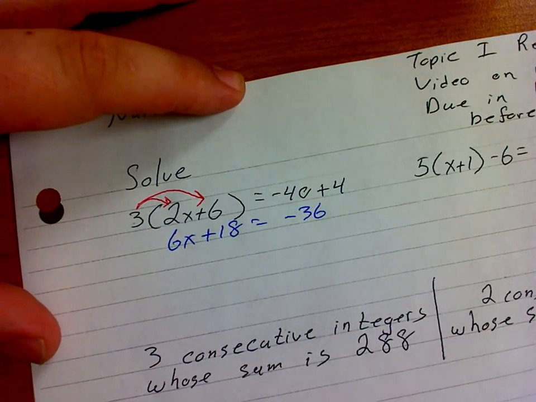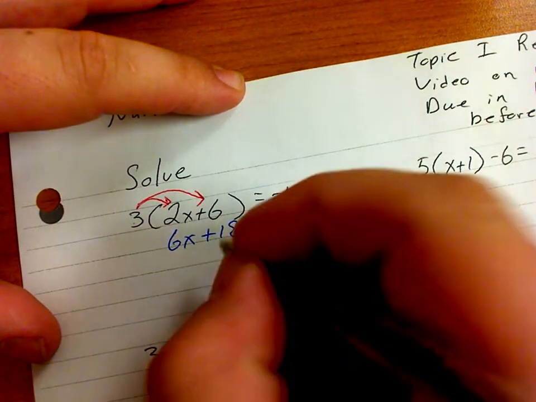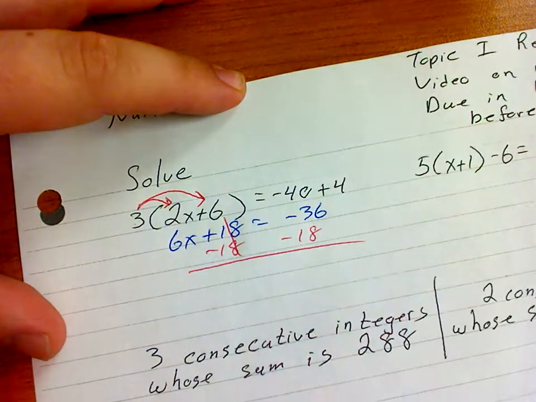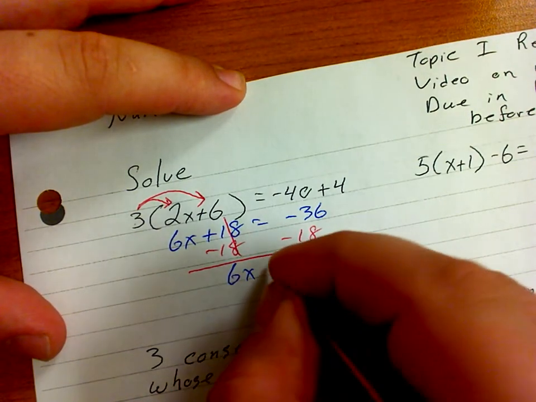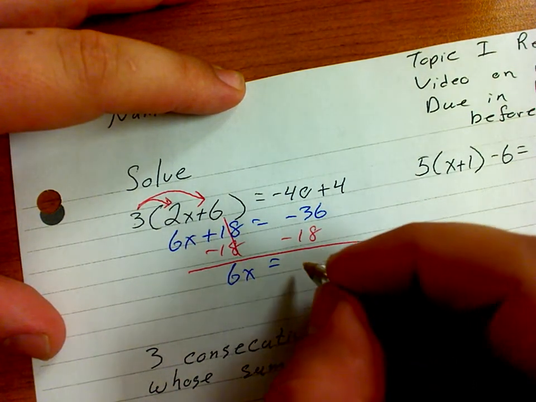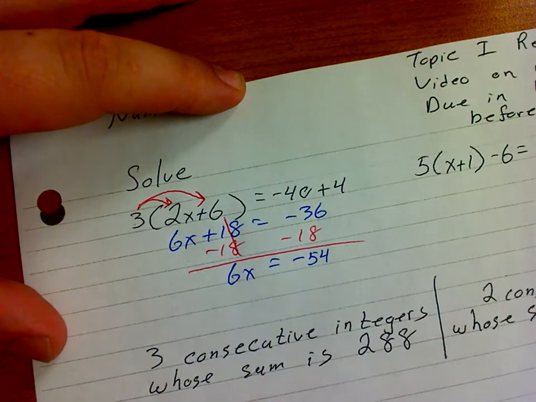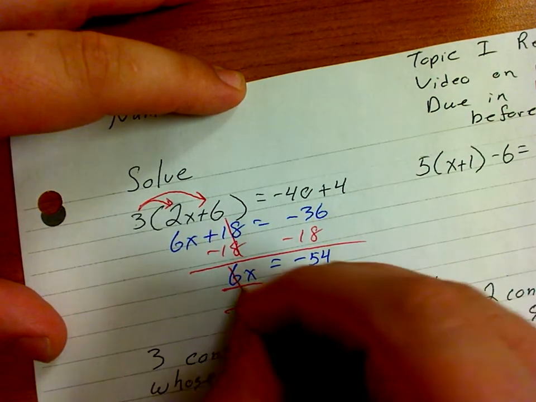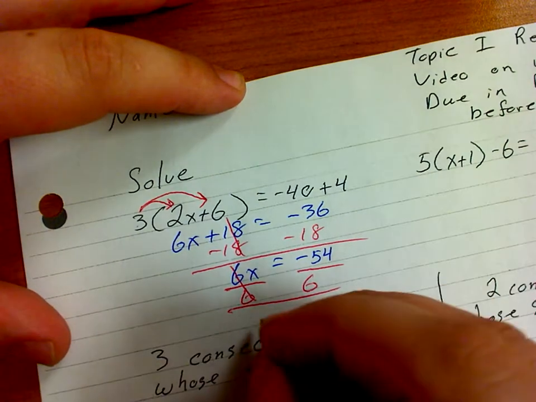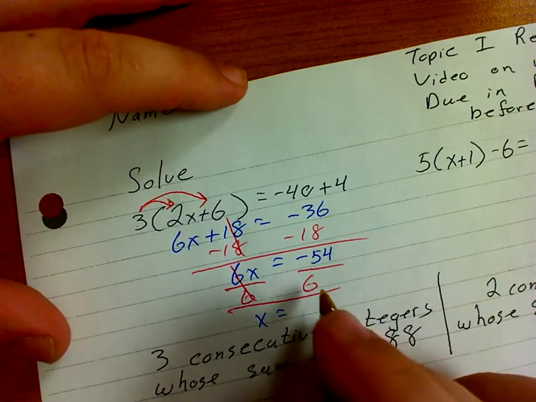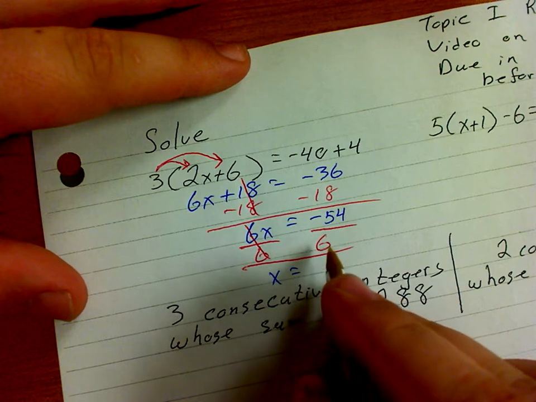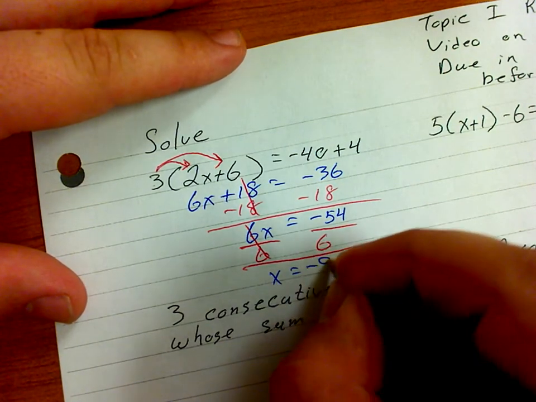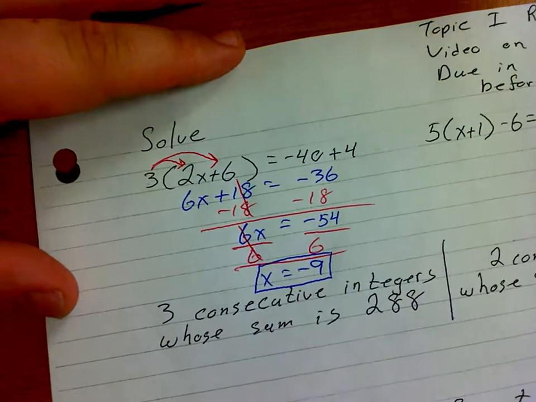Next, we got to get x by itself. So let's get rid of the plus 18 by subtracting 18 from both sides. The 18s on the left cancel out, leaving us with 6x equals negative 36 minus 18. That is negative 54. Then we're going to get rid of the times 6 by dividing both sides by 6. The 6s on the left cancel out, which leaves us with x equals negative 54 divided by 6. When in doubt, calculate it out. If you use your calculator, or if you know this off the top of your head, we should end up with negative 9 for our x value there.